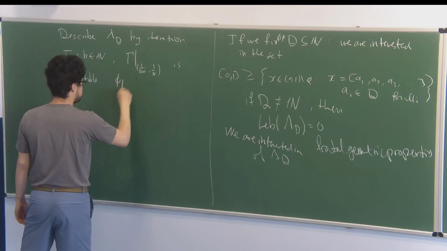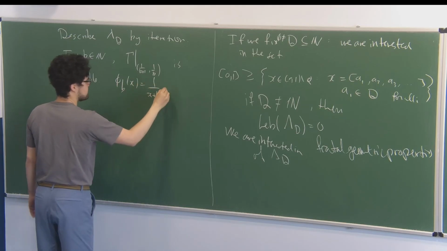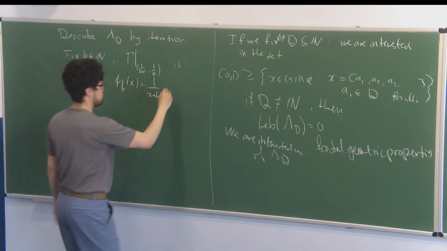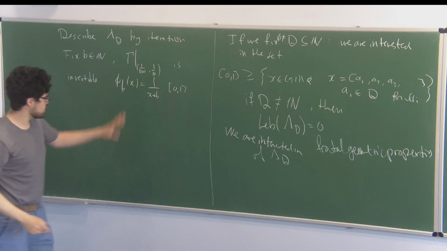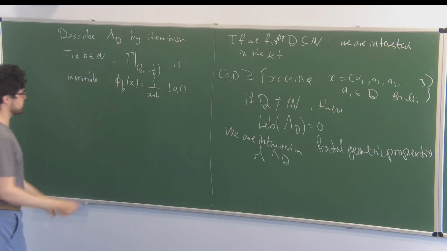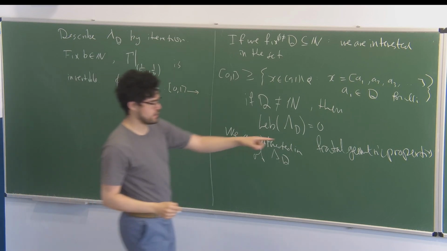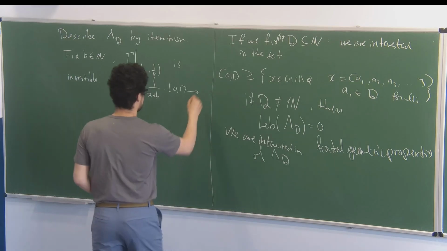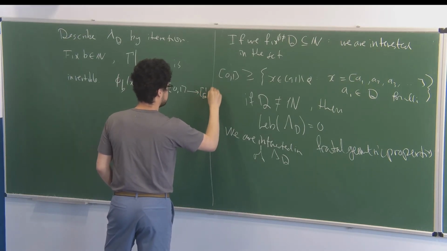So phi sub b of x is equal to 1 over x plus b. So this is now a map which goes from the interval. A priori I've only defined the Gauss map on irrationals, but this map is of course totally fine to define on an interval. It takes the unit interval and maps it down to precisely this interval, 1 over b plus 1 to 1 over b.